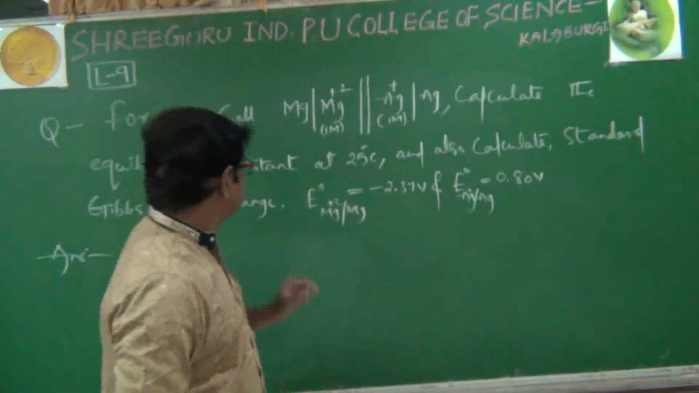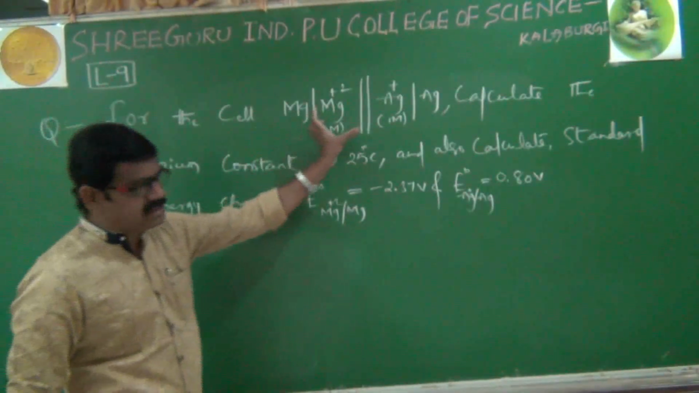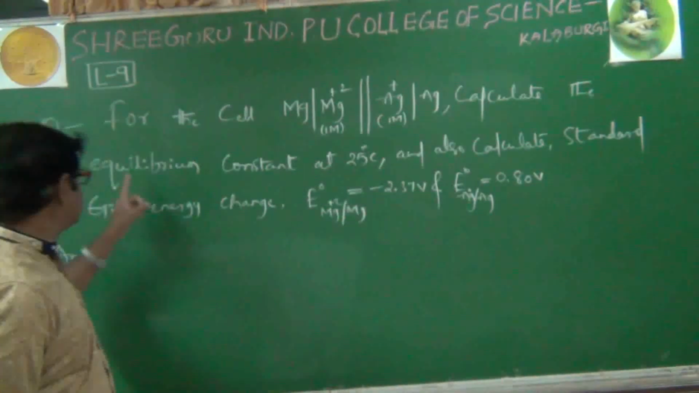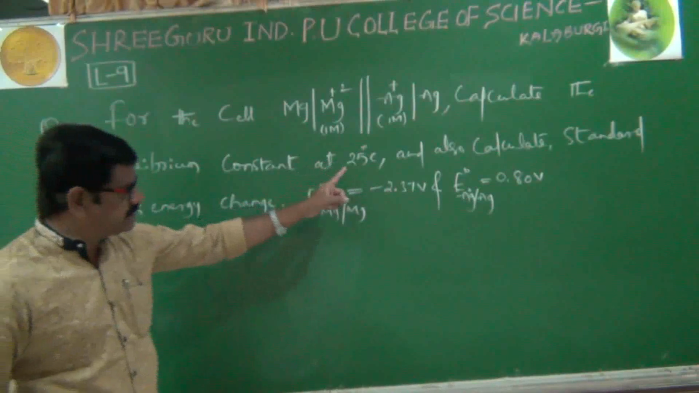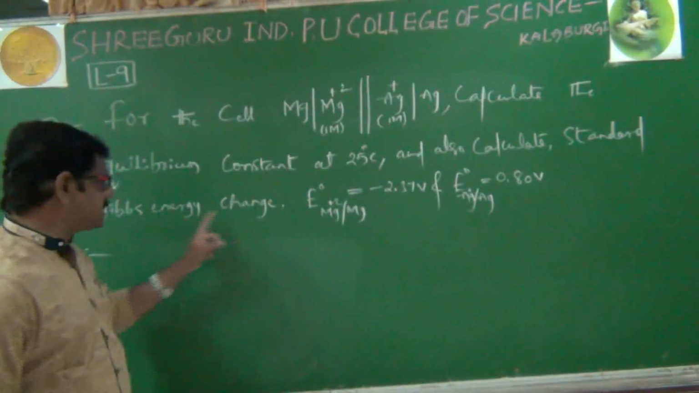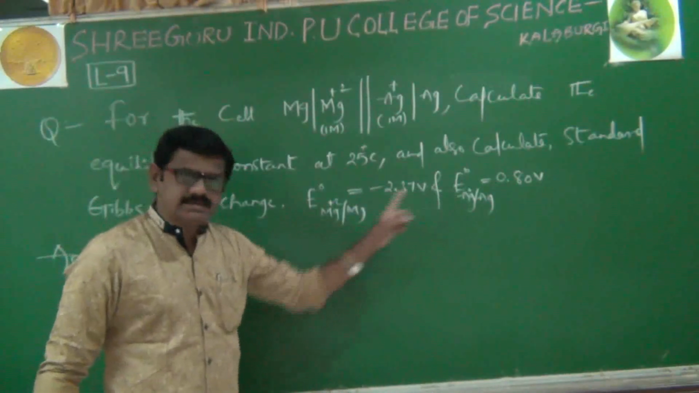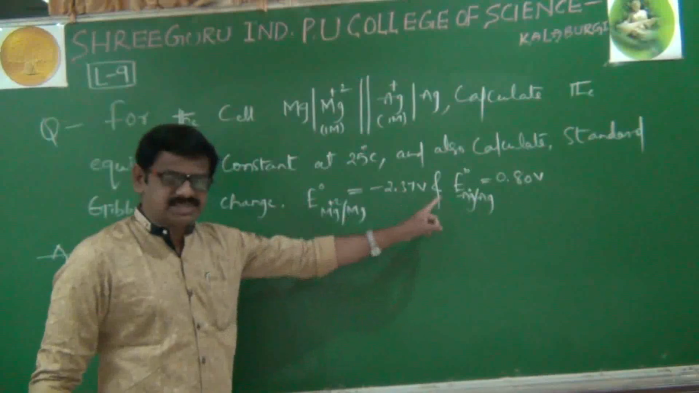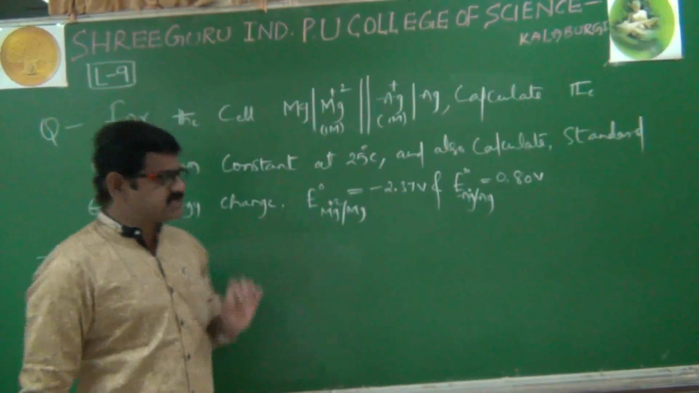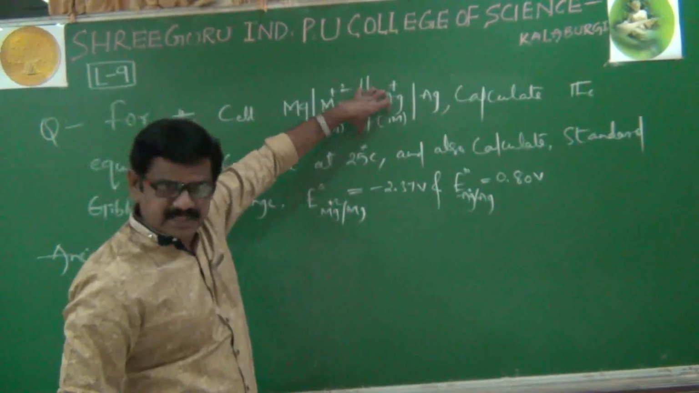See here, the question is like this. For the cell, a cell symbol has been given, calculate the equilibrium constant at 25 degrees centigrade, and also calculate the standard Gibbs energy change. Some standard reduction potential values have been given. First we'll try to understand the question by seeing this cell notation, that is nothing but a cell symbol.